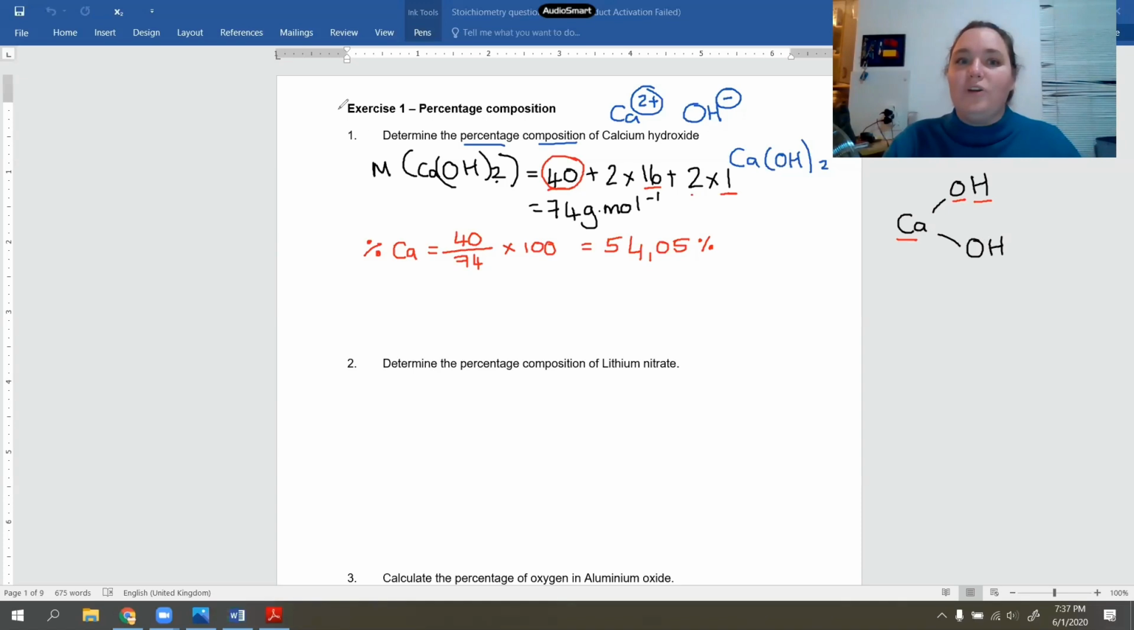Okay, so we don't even need to care about how much calcium hydroxide we have. If we've got 1 gram, 54.05% of it is calcium. If we've got 10 tons, still 54.05%, provided that we have 100% pure calcium hydroxide. But we're assuming here that when we ask you to do the percentage composition, it's not a trick question, and that would be the percentage composition of what we've actually got.